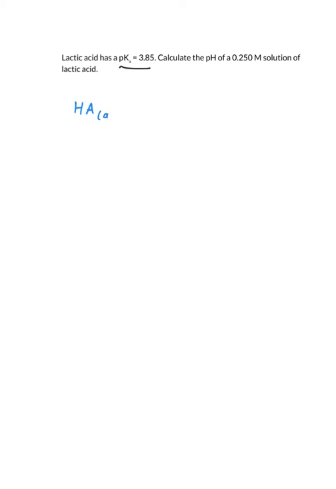We can write down a generic formula for any weak acid as HA and show that it reaches an equilibrium with dissociated H+ cations and anions that we really don't care about in this problem. We need to set up an ice table for this equilibrium.